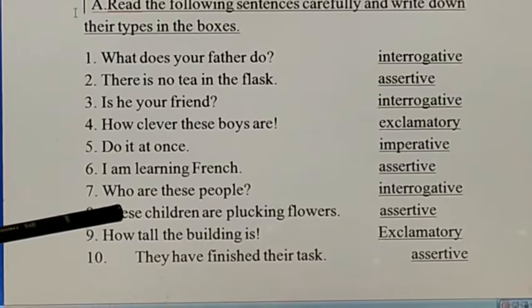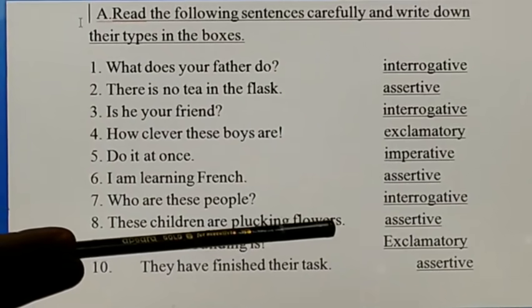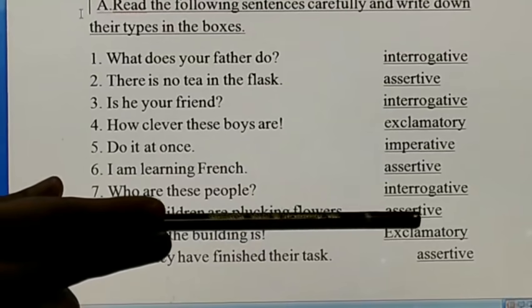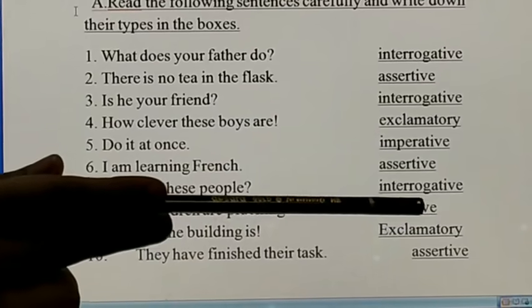Eighth one. These children are plucking flowers. Full stop. What are you going to write here in the blank? Assertive. It is an assertive sentence.